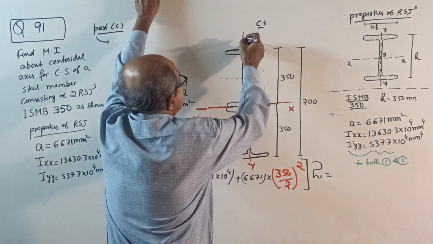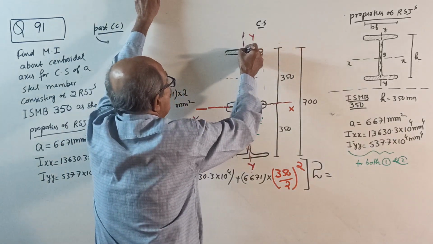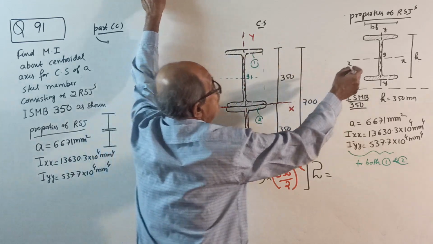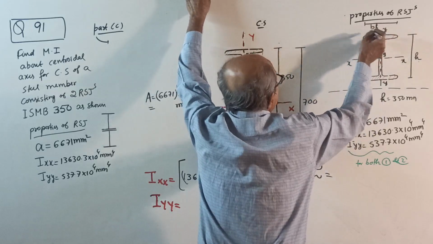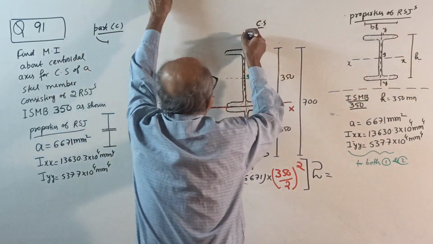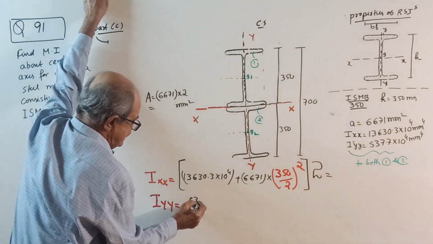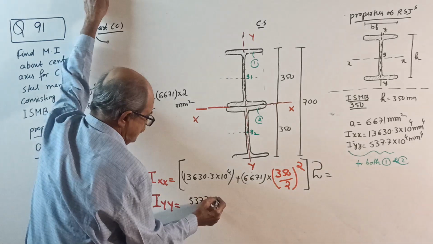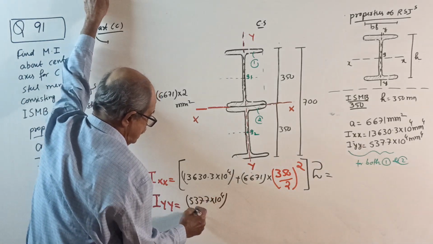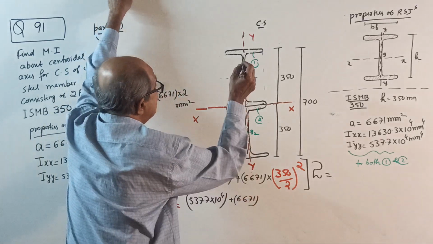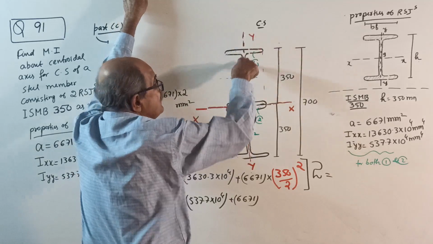See here, first I about its own centroidal axis. Here, that axis coincides with yy. That is 537.7 × 10^4, plus area 6671 into centroid G1 lies in yy.